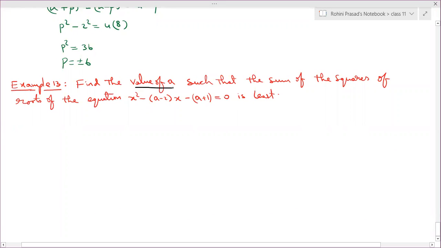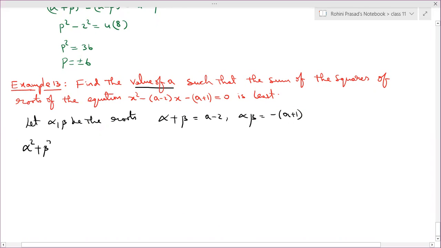Find the value of a such that the sum of the squares of the roots of this equation is least. Let alpha, beta be the roots. Then alpha plus beta equal to minus of minus a minus 2, and alpha beta equal to minus of a plus 1. The sum of the squares is alpha square plus beta square.